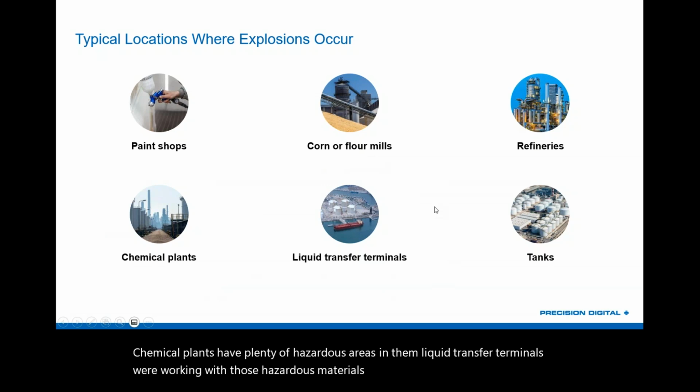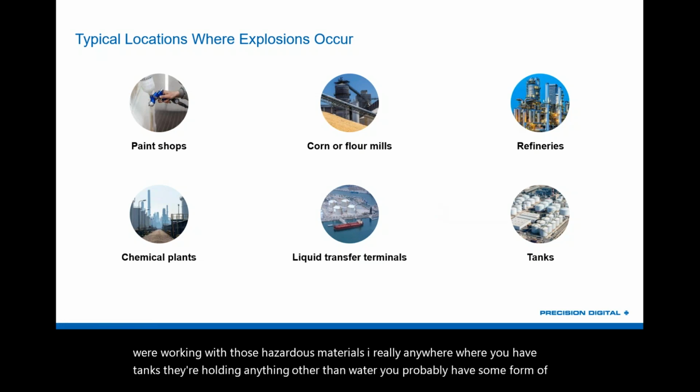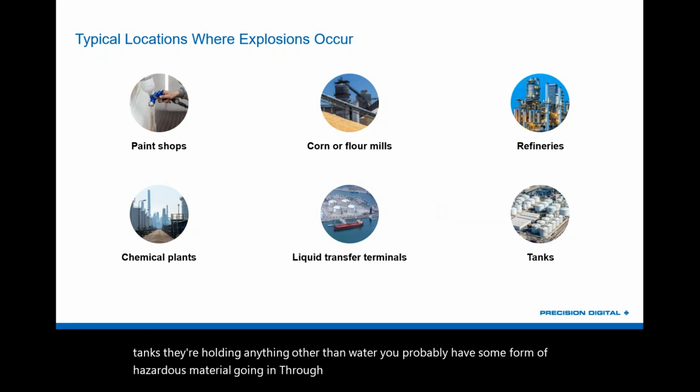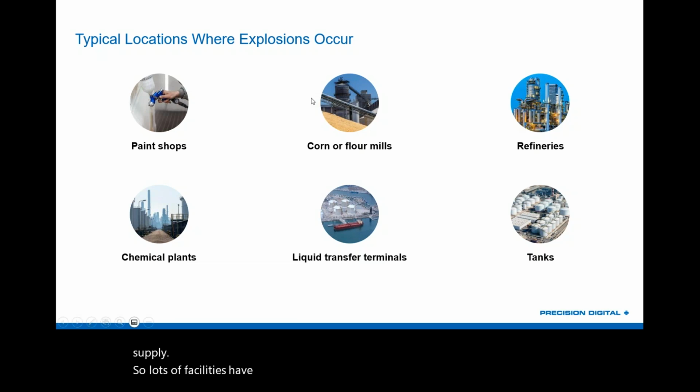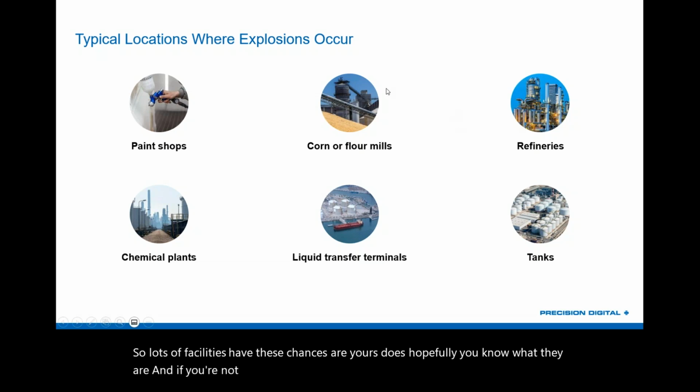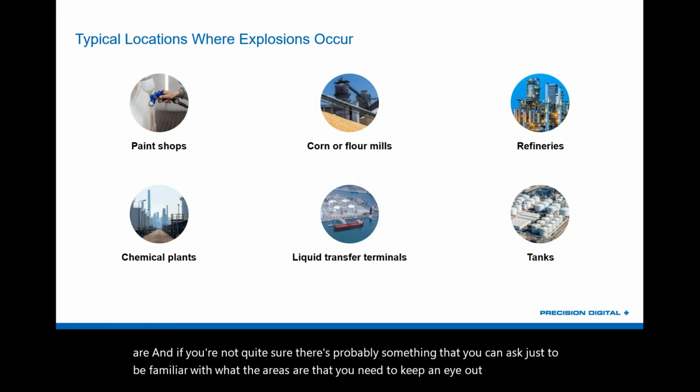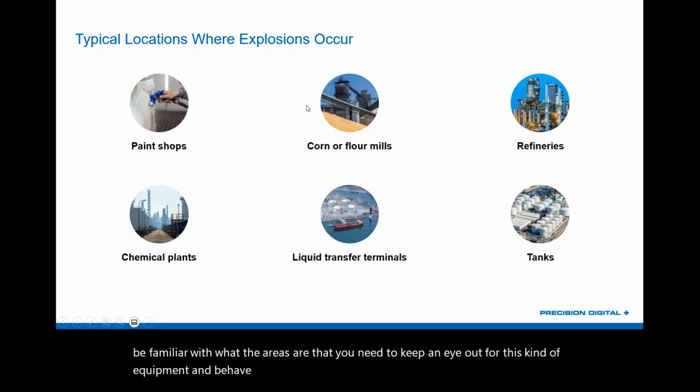Really, anywhere where you have tanks that are holding anything other than water, you probably have some form of hazardous material going in through there. Even an asphalt shop might have hazardous areas because they have a tank that contains their own fuel supply. So lots of facilities have these. Chances are yours does. Hopefully you know what they are, and if you're not quite sure, there's probably someone there you can ask, just to be familiar with what the areas are that you need to keep an eye out for, and to behave properly around this kind of equipment.